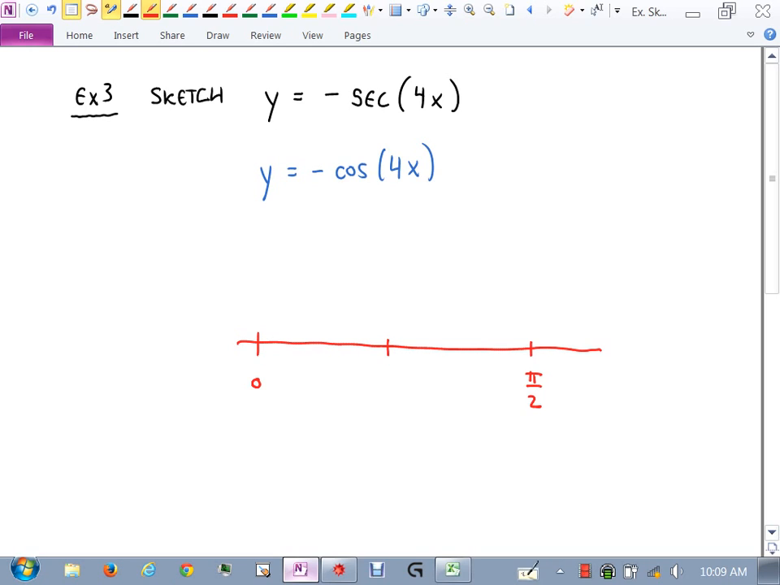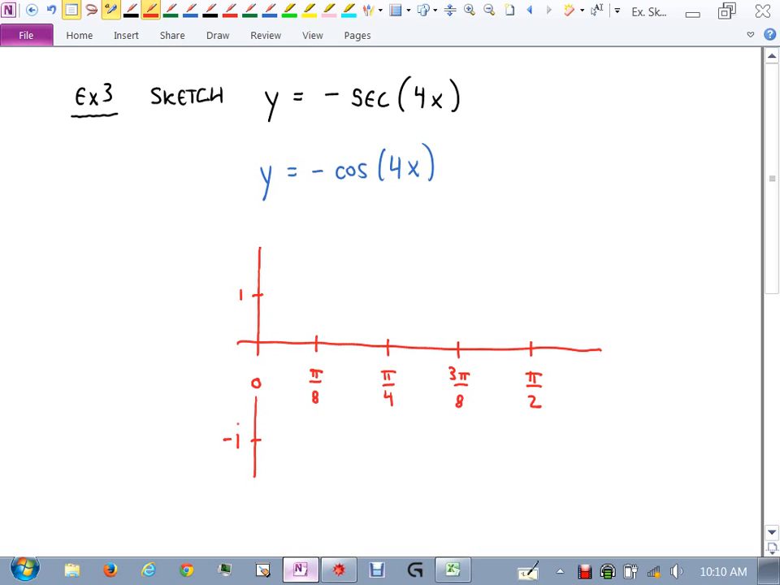Halfway between 0 and pi over 2 is pi over 4. Halfway between pi over 4 and 0 is pi over 8. And then halfway over here would be 3 pi over 8. However you do that, you need to be able to get those numbers. I will bring in my y-axis. I'm hesitant to do so, but I will. My amplitude was 1. So it's going to be 1 here, -1 here.